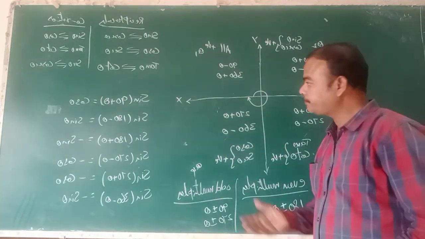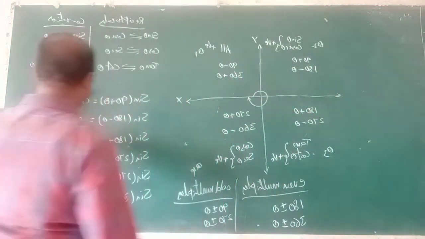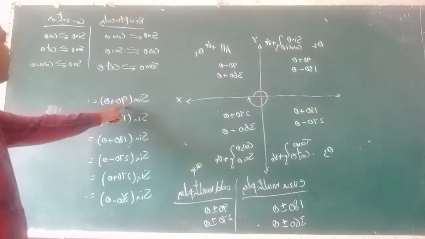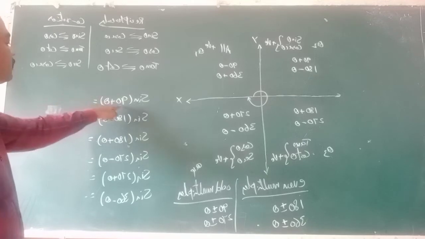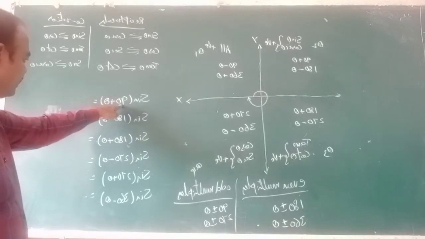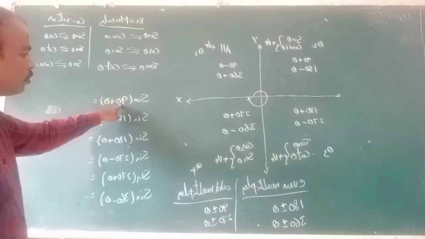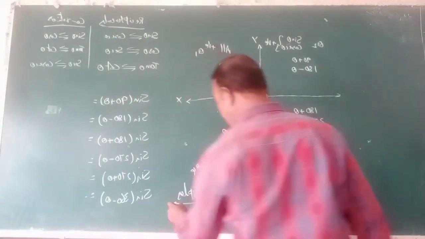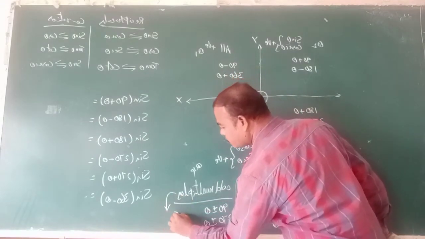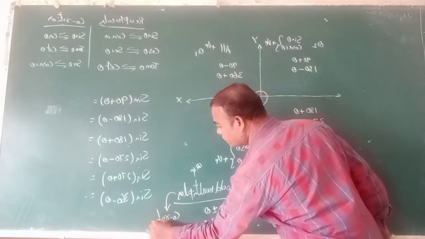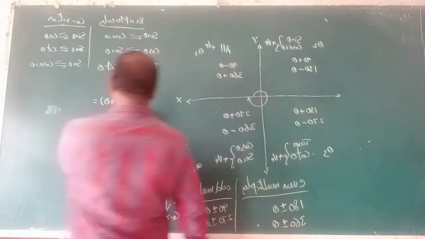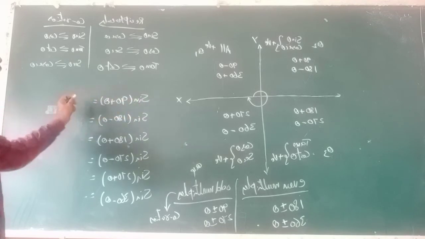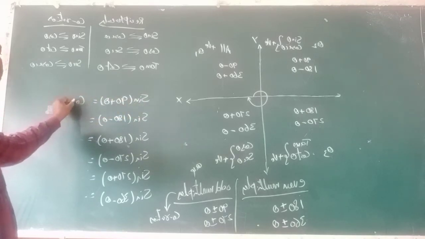Now come to here. Once again I am going to erase and tell you. See here, sine 90 plus theta. Whenever 90 is there, 90 means odd multiple. So wherever odd multiples, we take their co-ratios. So sine 90 plus theta, 90 is an odd multiple, so sine becomes its co-ratio. So it is cos theta.